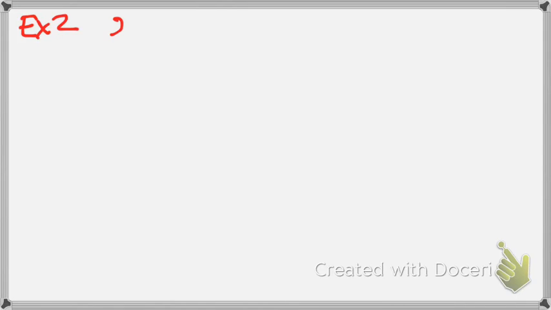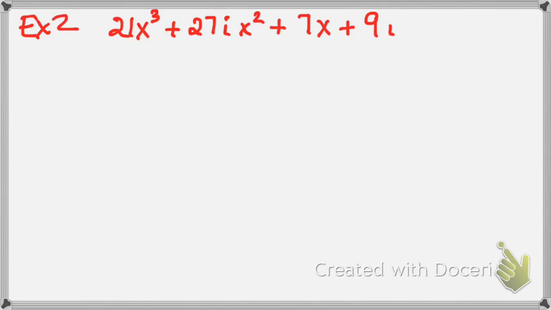Example 2. We have 21x cubed plus 27i x squared. I'm going to throw some imaginaries in there now as well. Some complex numbers. Josh, I thought that was illegal. Plus 7x plus 9i, and all that is going to be divided by 7x plus 9i.